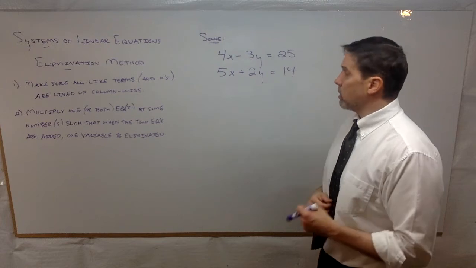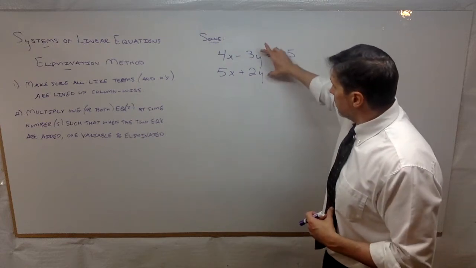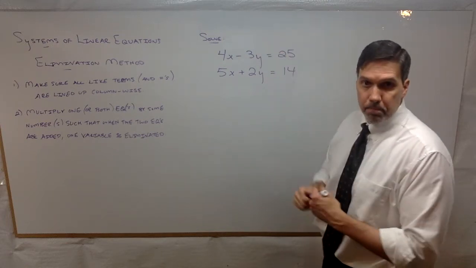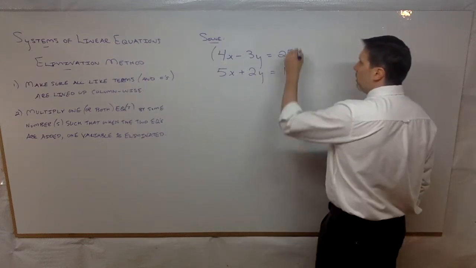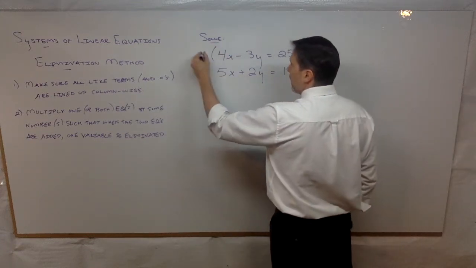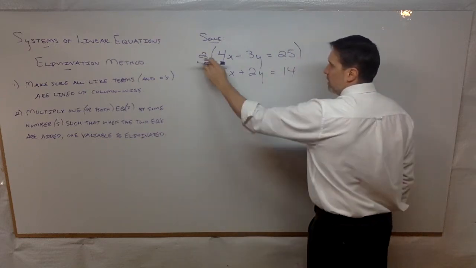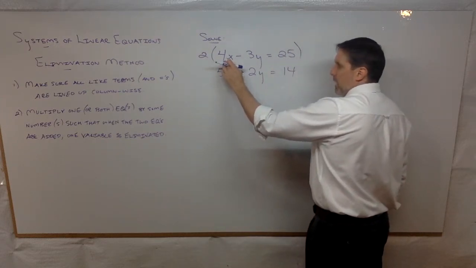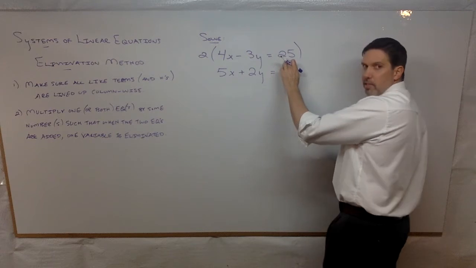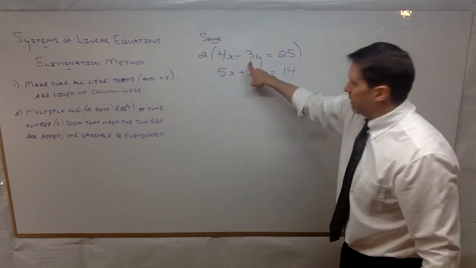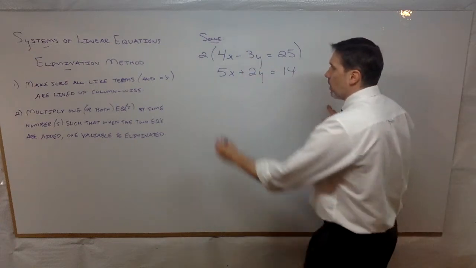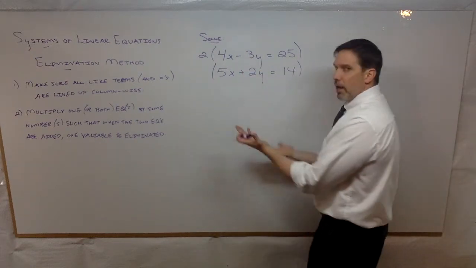Now, as far as what's going to be easier here, I'm thinking getting rid of the y's is going to be easier. So what I'm going to do is I'm going to multiply the top equation by a positive 2. I don't care that that's going to be an 8x. It will. And I don't really care that that's going to be a 50, though it will. What's going to happen is I'm going to get a negative 6y here. And likewise, for the second equation, I want a positive 6y.